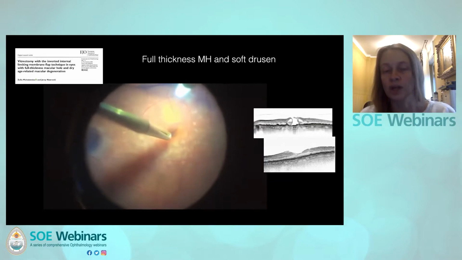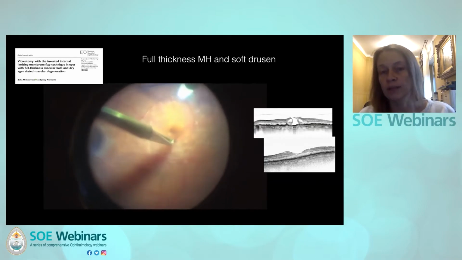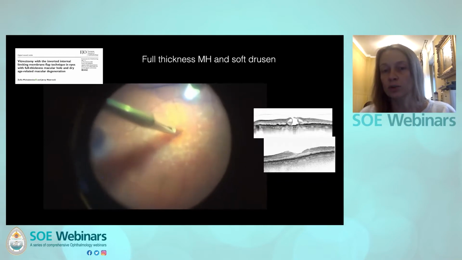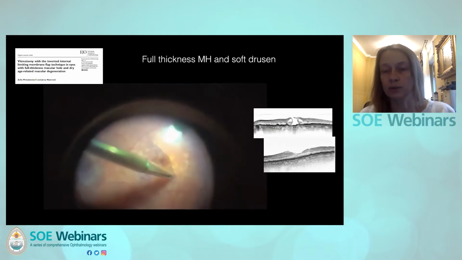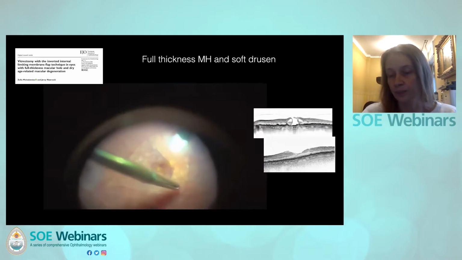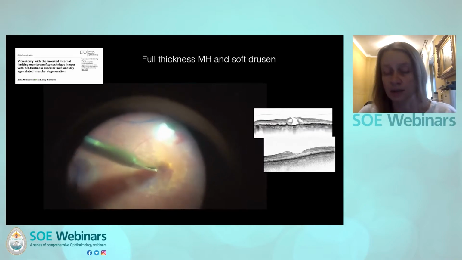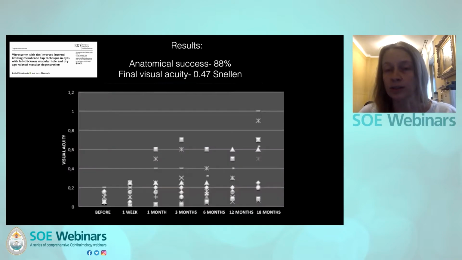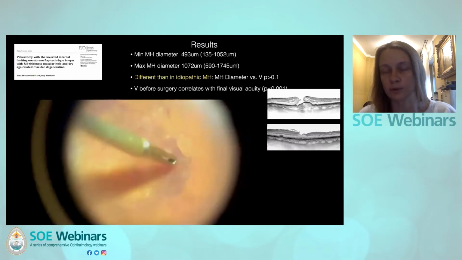In this movie, you can see an eye with many soft drusen, in which we performed the temporal inverted ILM flap technique. And of course, the cover technique in this situation. This report is already published, and we noted that the anatomical success is almost 90% with this first surgery, and it's slightly less than in idiopathic cases. The final visual acuity in this group was 0.5.